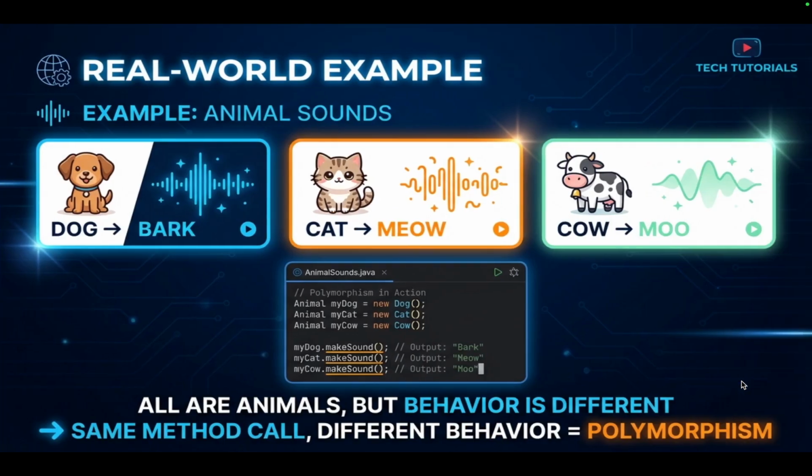Let us take another real world example. Animals make sounds. Dog barks, cat meows, cow moos. All are animals, but sound behavior is different. So when we call the same method sound, we get different outputs. This concept is exactly what polymorphism represents in Java.